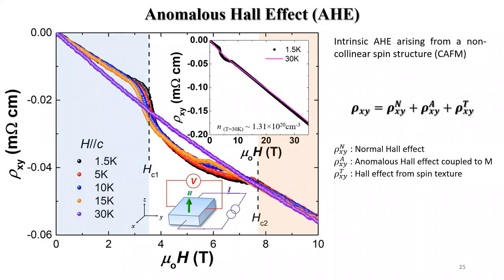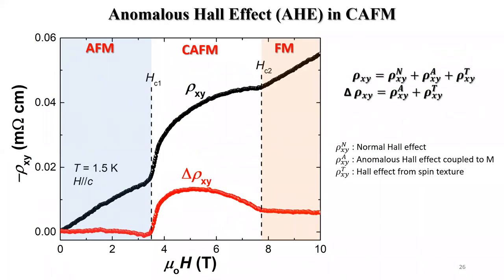So in order to clearly observe those intrinsic anomalous Hall effects, we need to remove the normal Hall effect. After we remove the normal Hall effect, the hump is kind of bumpy, because we introduce a negative sign. Right now it is more clearly visible.